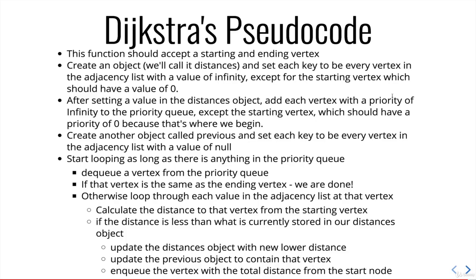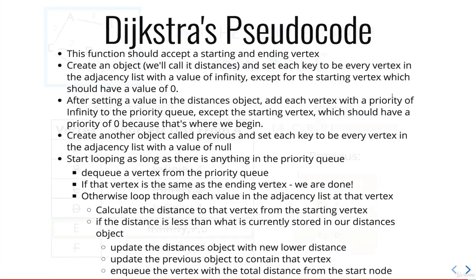Are we going from A to E, from A to Z? Are we going from SFO to LAX? Whatever the vertex names are, it accepts two, start and end. Whichever one comes first will be start in our case. Then we need to make a couple of data structures, and we'll create our object.